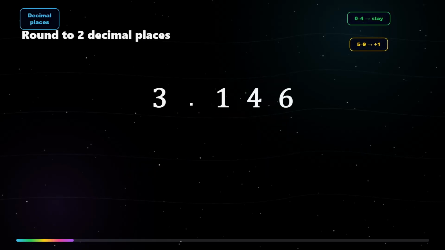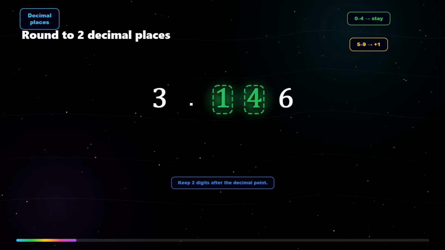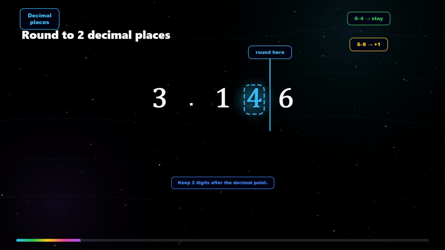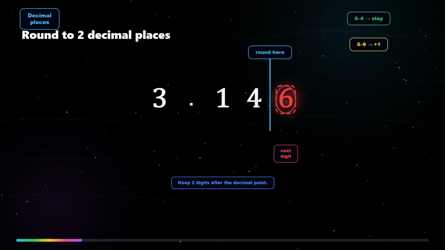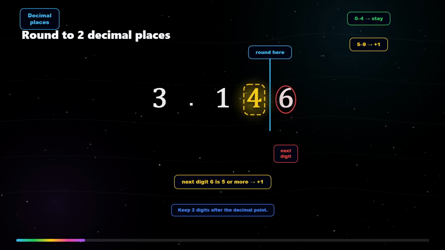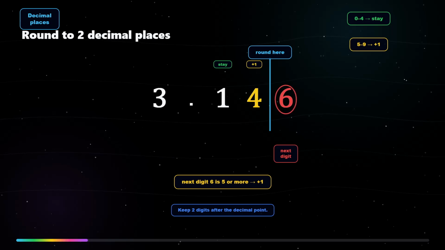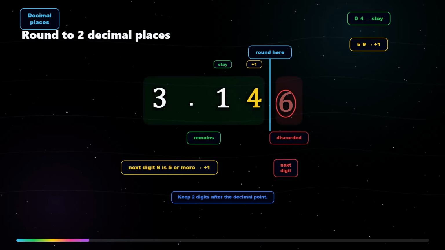Now round 3.146 to 2 decimal places. 2 decimal places means we keep 2 digits after the decimal point. So we keep the 1 and the 4. The partition line goes after the 4. Now look at the next digit. The next digit is 6. 6 is 5 or more, so the 4 goes up by 1. 4 becomes 5. The digits to the right are discarded, so 3.146 rounded to 2 decimal places is 3.15.